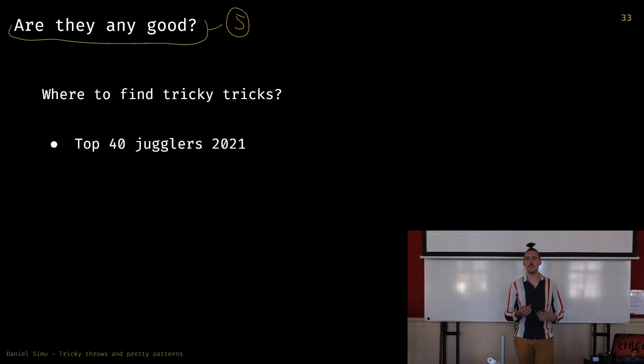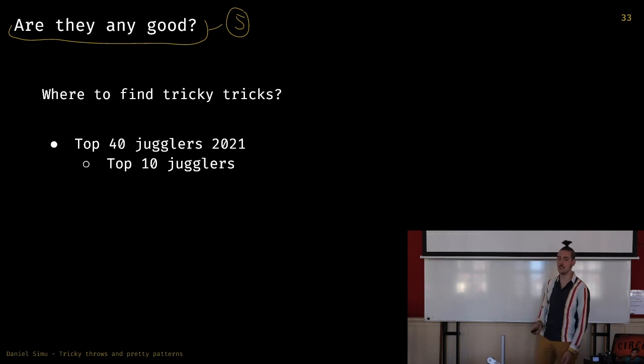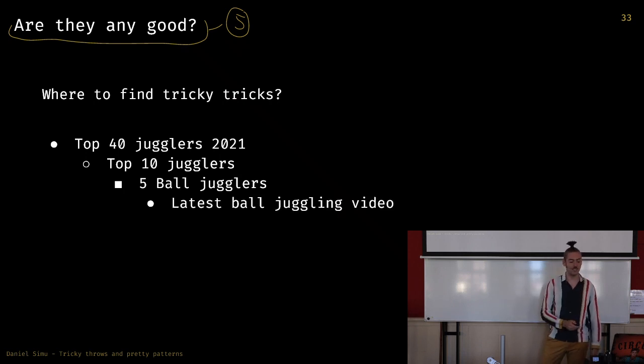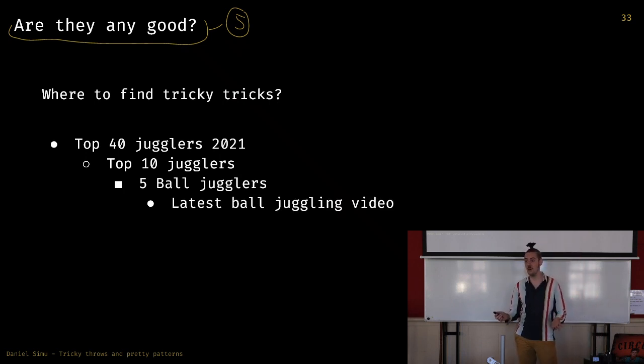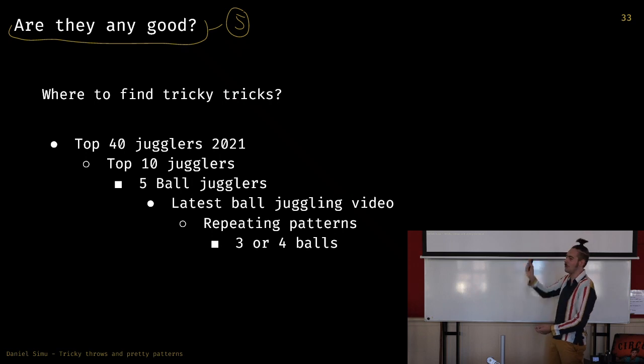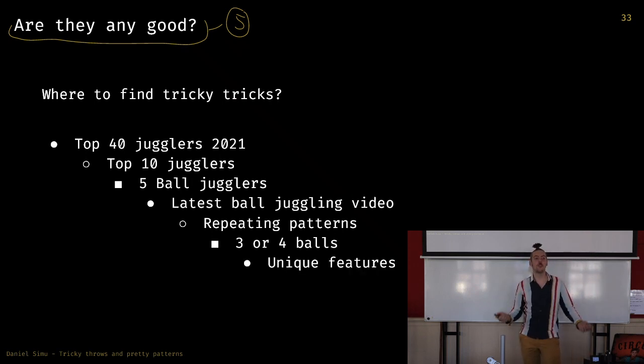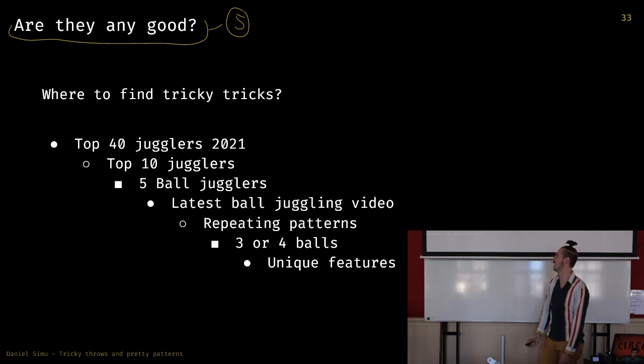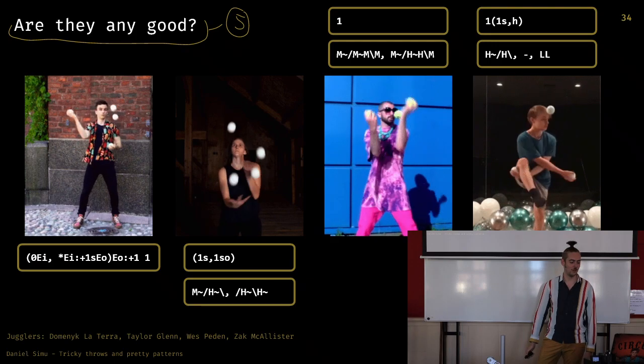This is a popularity contest where hundreds of jugglers vote on their favorite juggler. And from this, I narrowed it down to just the top 10 jugglers. I picked only those who juggle balls, so that we narrowed it down to 5 jugglers. From this, I looked at their very latest ball juggling video. And then in the latest ball juggling video, I looked for repeating patterns only. And then in these repeating patterns, I narrowed it down to patterns with only 3 or 4 balls. And then from those, I looked for ones that have unique features that were not already featured in the other tricks. And that narrowed it down to a manageable list of 13 tricks that I could try and notate.